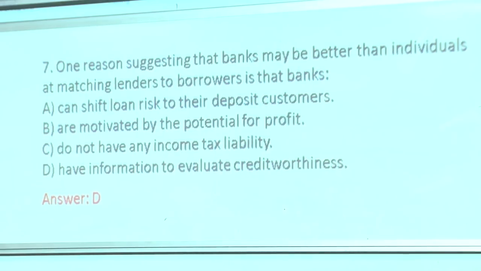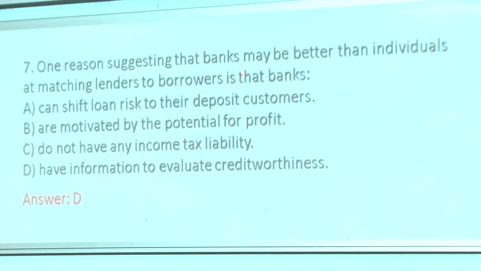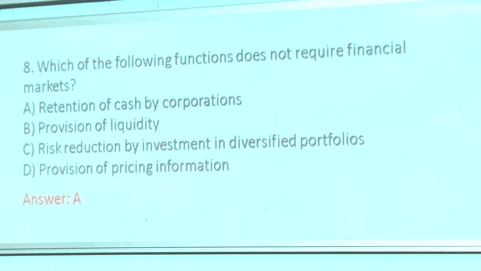One reason suggesting that banks may be better than individuals at matching lenders to borrowers is that banks have the expertise of choosing projects. They have better information than us, the depositors, to choose the profitable projects. Okay? They have information to evaluate creditworthiness. Right? Okay. Which of the following functions does not require financial markets?